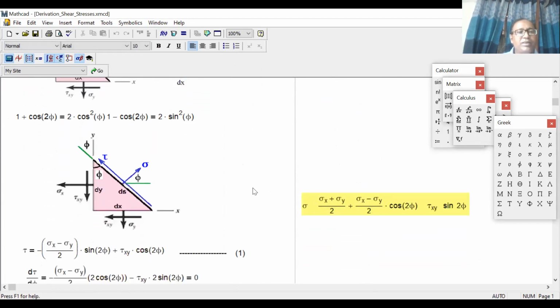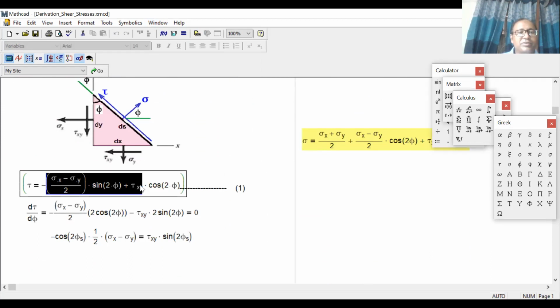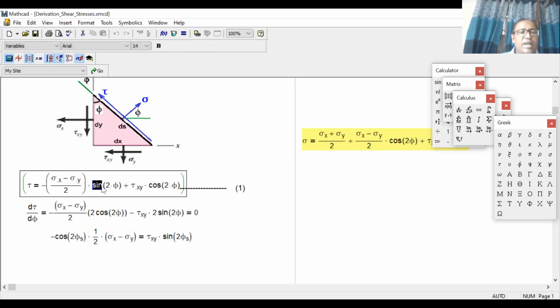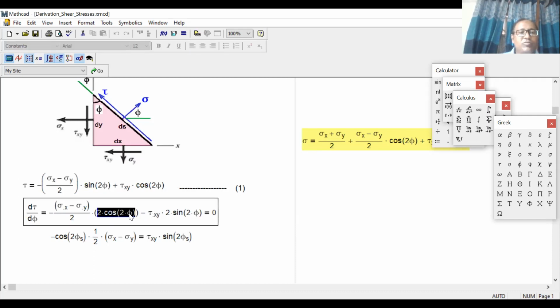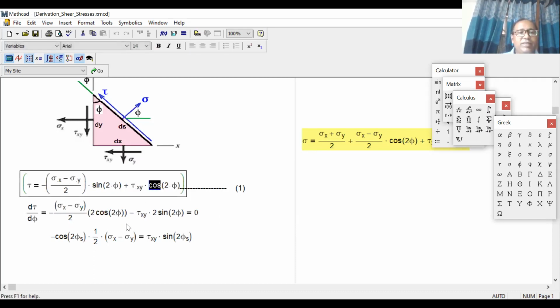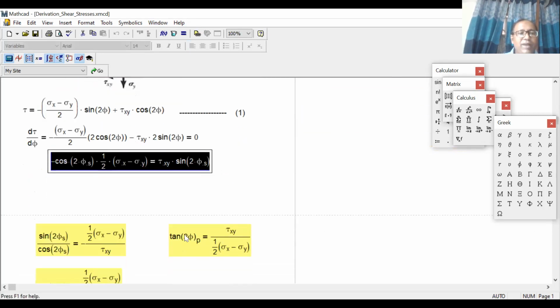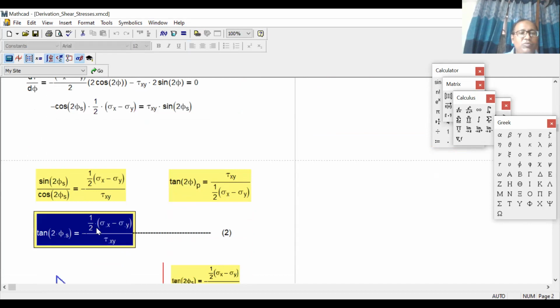You see, this is my mother equation. So I'll take d tau by d phi. Then what will happen? This remains the same. Sine 2 phi, 2 cos 2 phi. Over here, the cos derivative gives the minus sign, tau xy into sine, equal to 0. Now from there, this is the equation. You simplify, then you get tan 2 phi s equal to this. This is the condition we got now. Tan 2 phi s equal to this function.